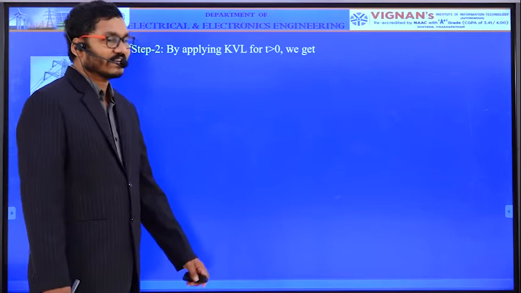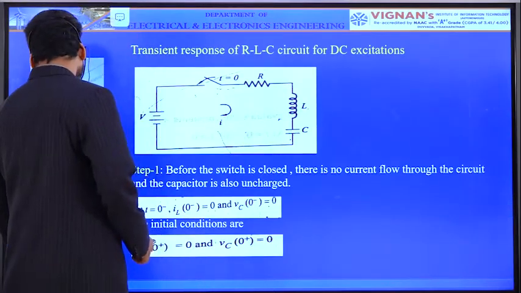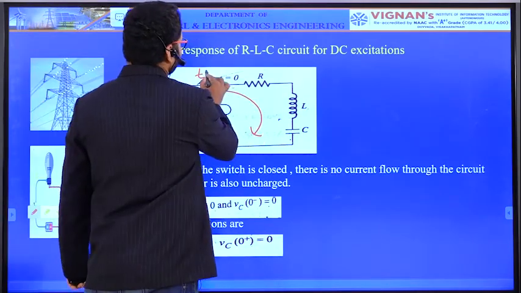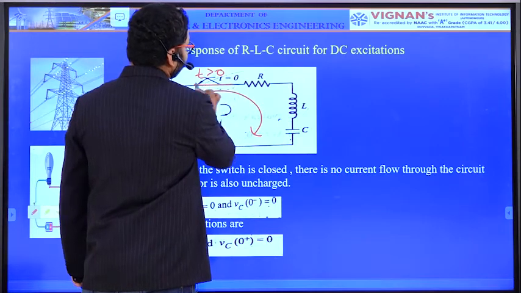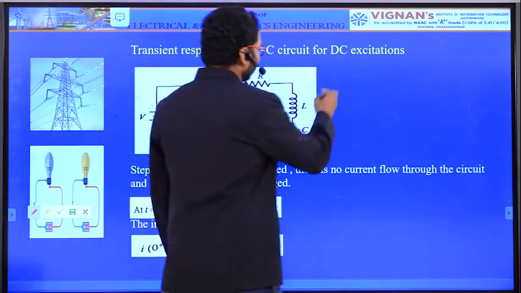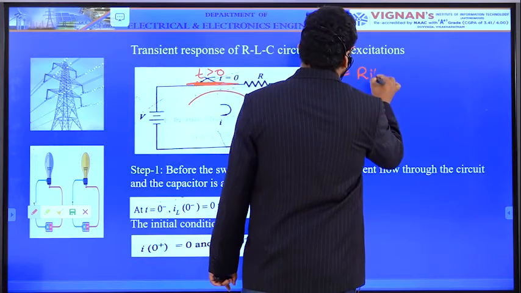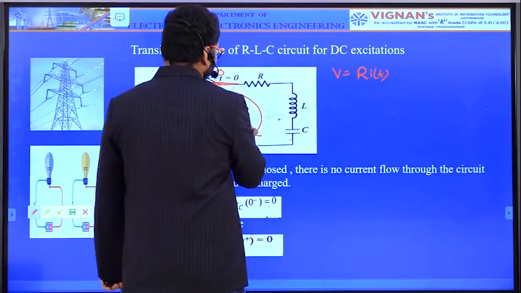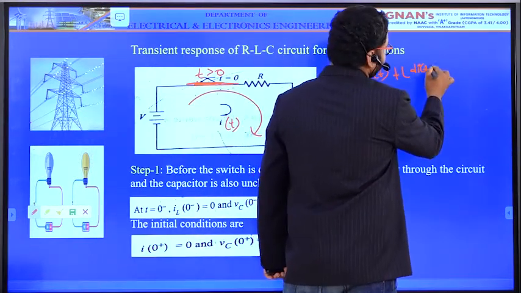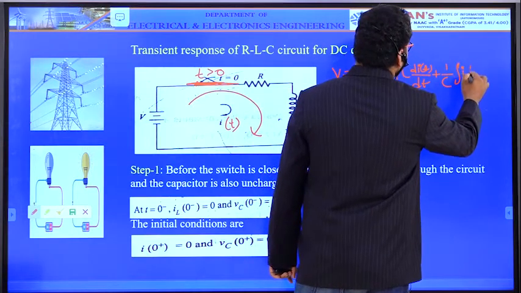Step number 2: for any circuit you have to apply KVL. For t greater than 0, the switch is closed. Applying KVL, V equals R into I of t plus L dI of t by dt plus 1 by C integral of I dt.